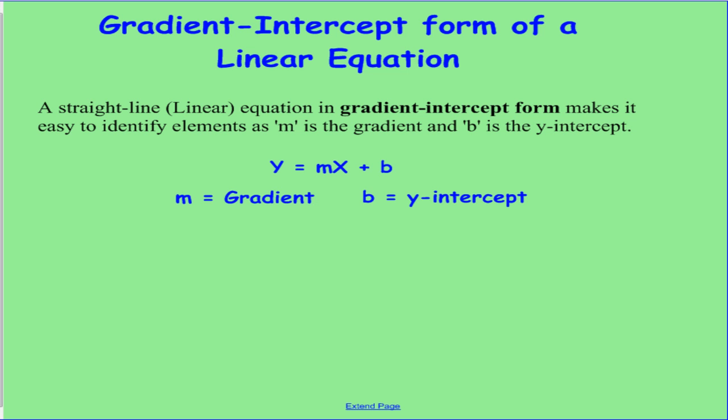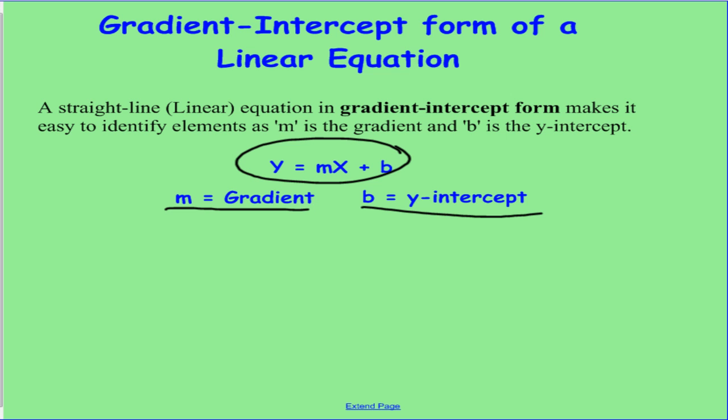A straight line in a gradient-intercept form makes it easy to identify the gradient and the y-intercept. So here you have the gradient-intercept form encircled in black, and it's y equals mx plus b, where m is the gradient and b is the y-intercept. So straight away we are able to pull out two very important bits of information about a linear equation just by looking at the way it is written.